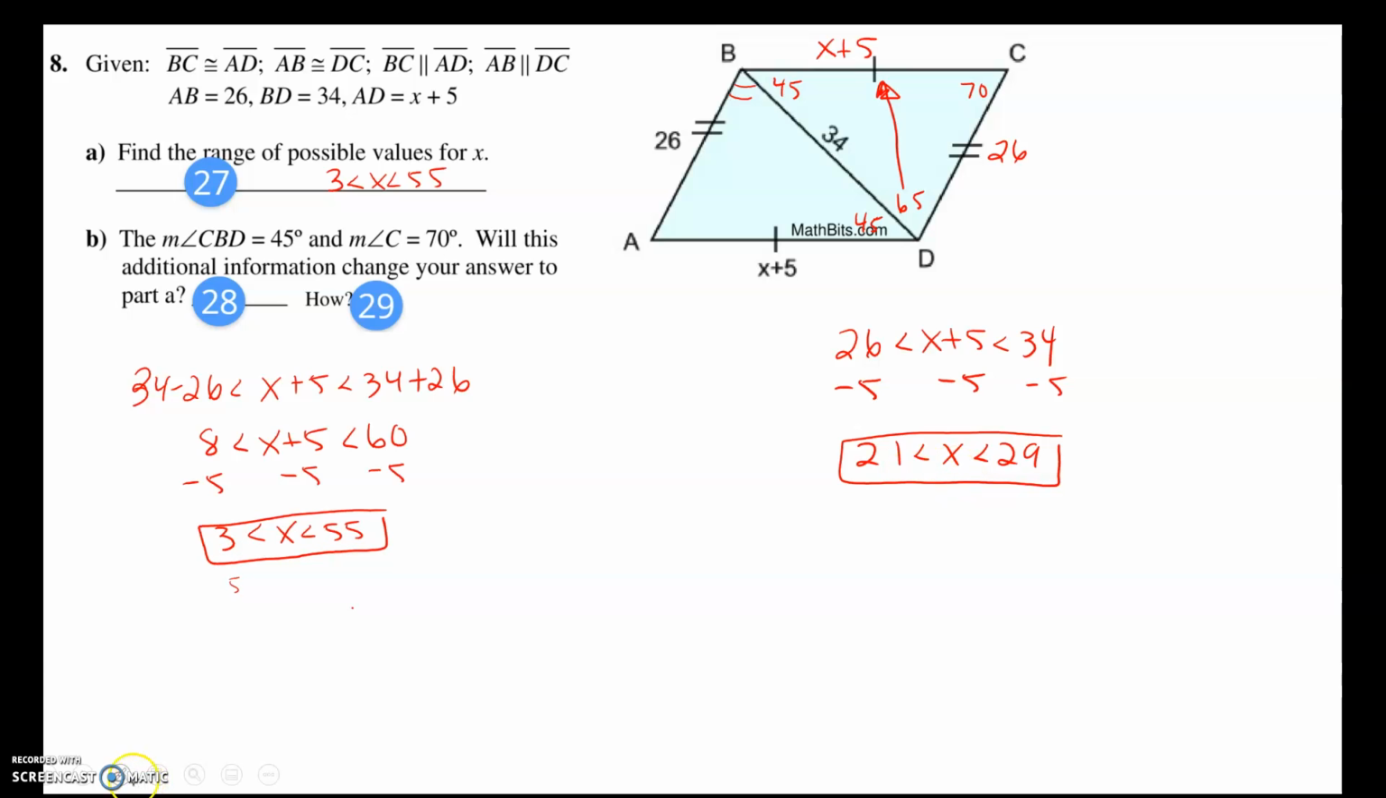And again, if we want to use our number line, so I'm going to have 3, 21, 29, and 55. So I'm going to get between 3 and 55. I'm going to get between 21 and 29. So where are they both satisfied? That would be right here. So how has it changed? It's asking for your new inequality. It's going to be between 21 is less than x less than 29.